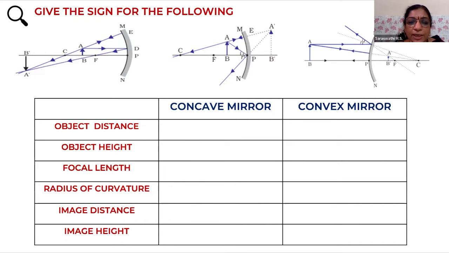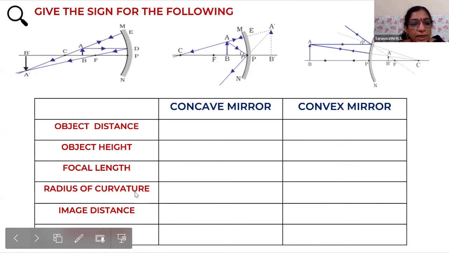Okay. Focal length. For a concave mirror, where is the focus? It is in front of the mirror on the left hand side. So what should the focal length be? Negative. Okay. What about convex mirror? Where is the focus? Positive focal length. Very good.